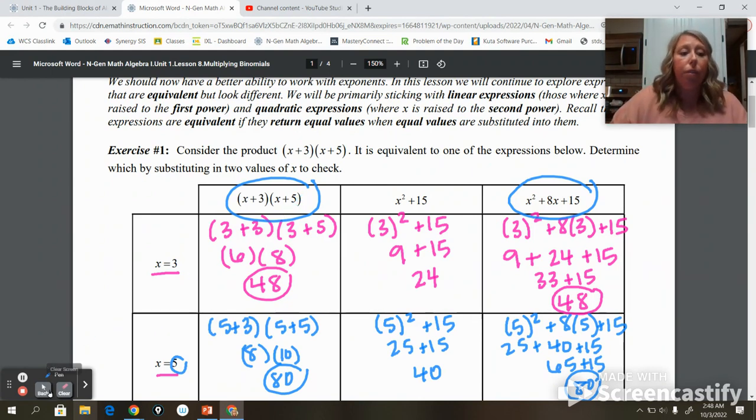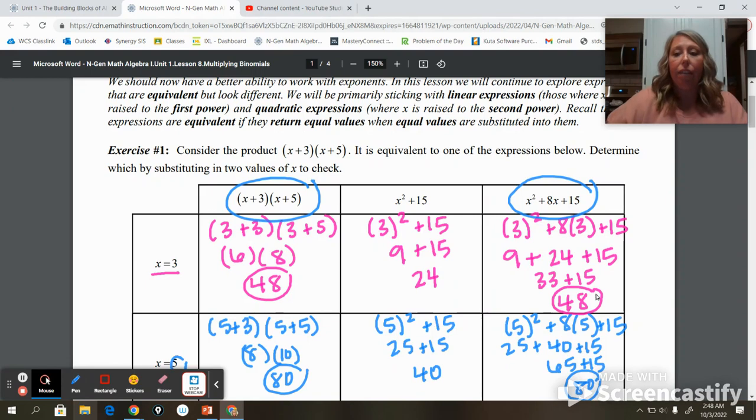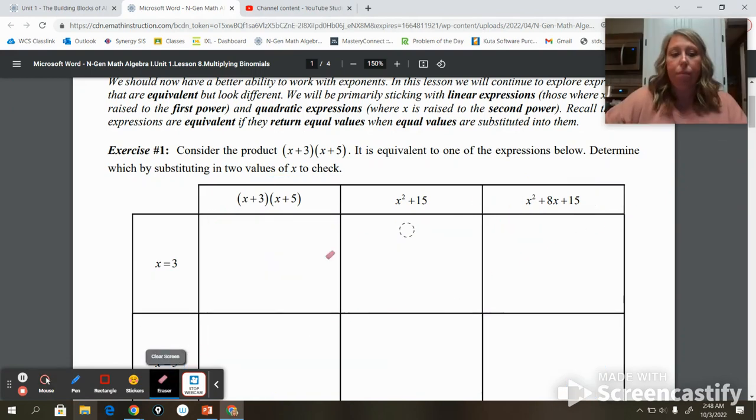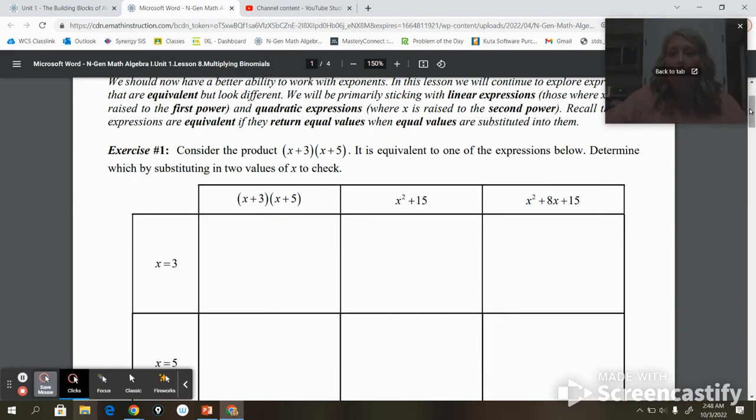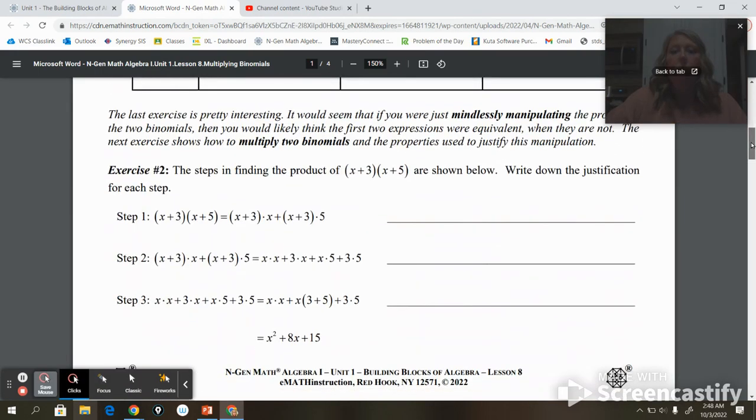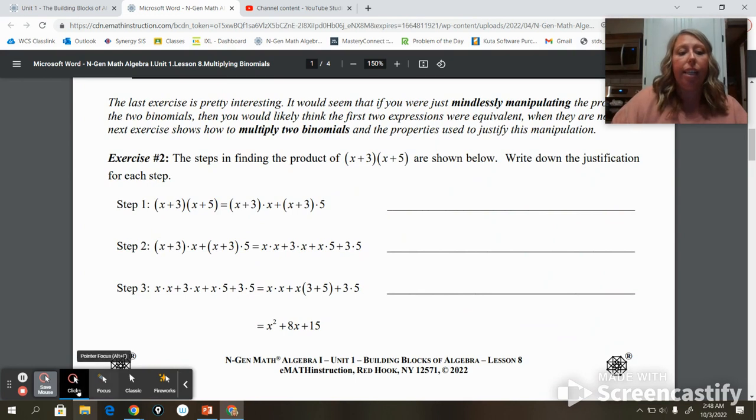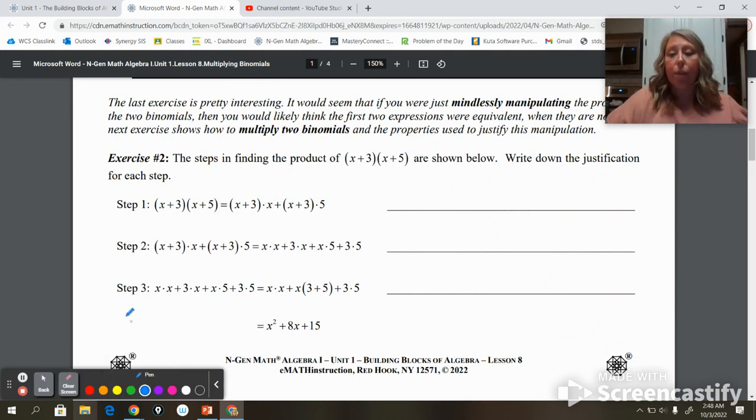So let's move on to the next example. Like I said, it can be misleading to just look at the problems and say, oh, there's an x and an x, and a number and a number, so let's multiply those together. This exercise breaks that whole process down and shows you the steps that justify what's happening.